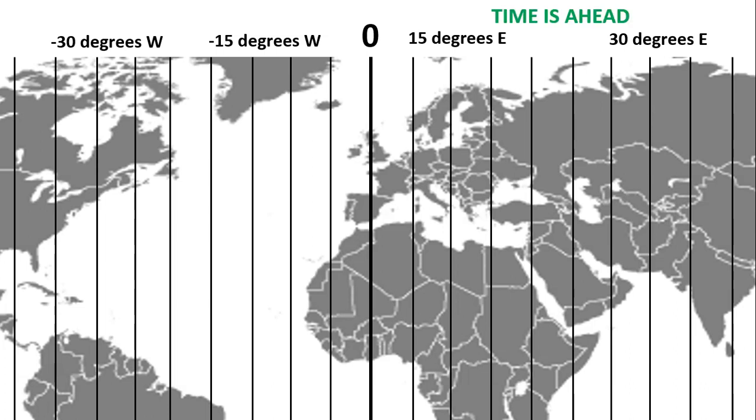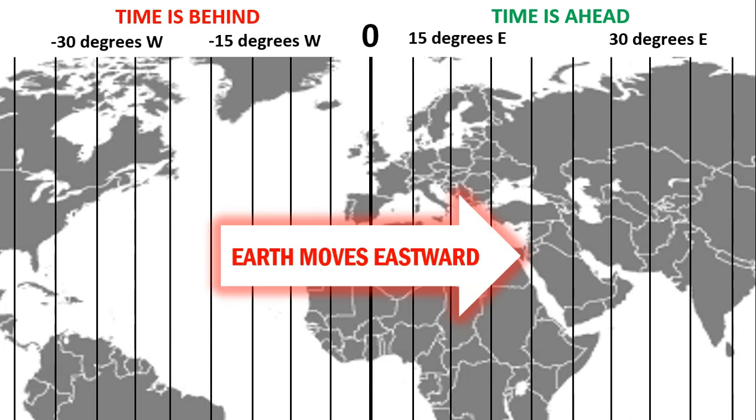The time is ahead to the east of the prime meridian, whereas the time is behind and is lagged off to the west of the prime meridian. This is because of the rotation of Earth. Earth rotates eastward in a prograde motion from the west to the east. As we know, the sun rises in the east and sets in the west. So that's why the time is ahead in the east and time is behind in the west.